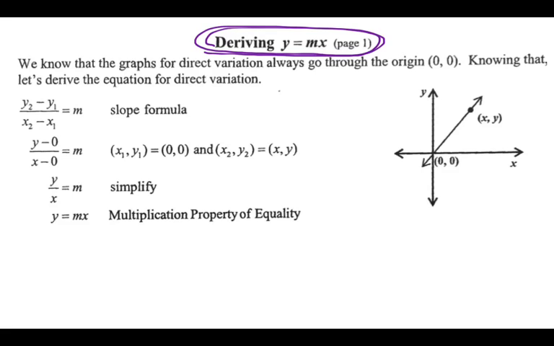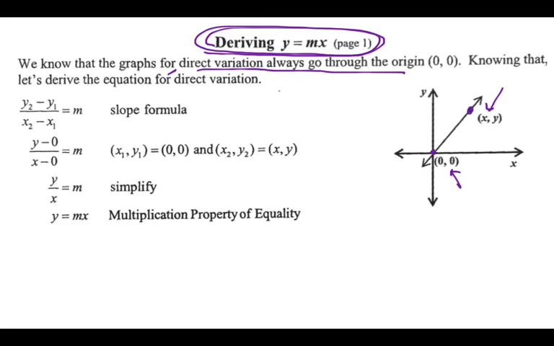It says we know the graphs for direct variation always go through the origin. Remember, direct variation means proportional. That's what we're talking about. Knowing that, let's derive the equation for direct variation. All we're doing on this type of problem is taking 2 points. Now this is a line that I have no idea what the line even is. It's like a made-up, make-believe line. However, if it's proportional, it always goes through the origin, so I know 0, 0 is a point for sure.